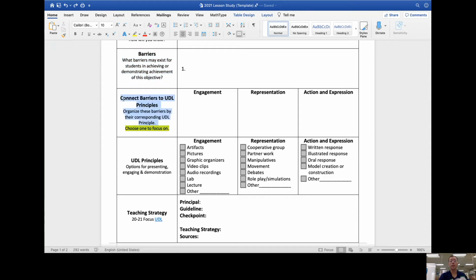This is where it becomes a little bit more of a sorting activity. You're going to connect those barriers to the 3 principles of universal design for learning. So you identify a particular barrier.